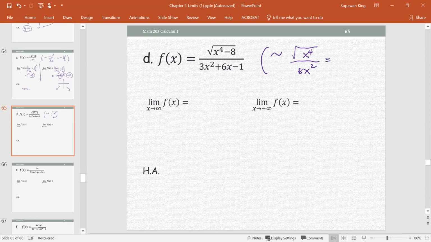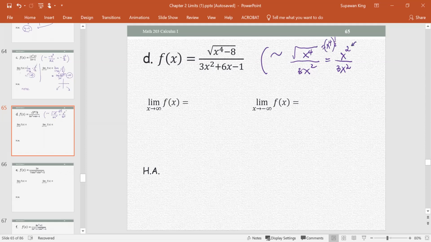So now the denominator, which is 3x squared. The numerator, you see they have the square root of x to the fourth. What would that be if you rewrite it in the simplified form? So this is x to the fourth all to the power 1/2. Finally, what should we get? X to the second, right? Yeah, x to the second.